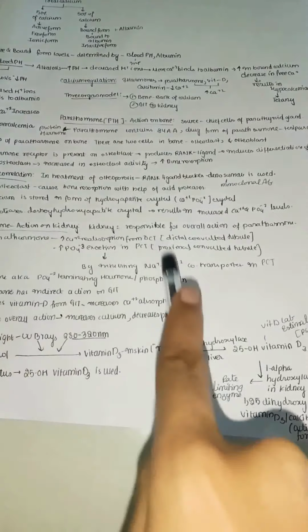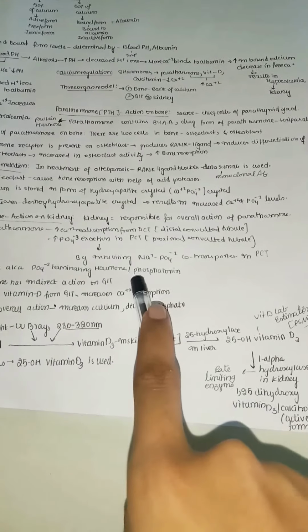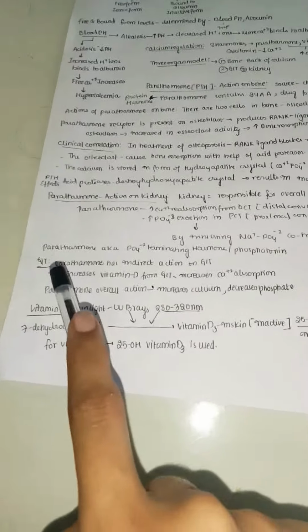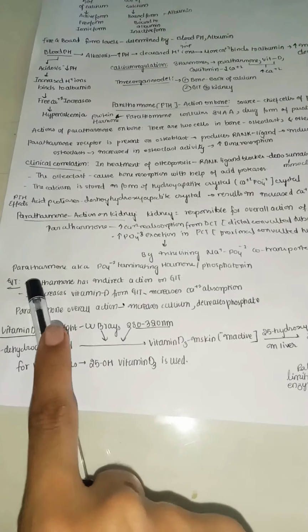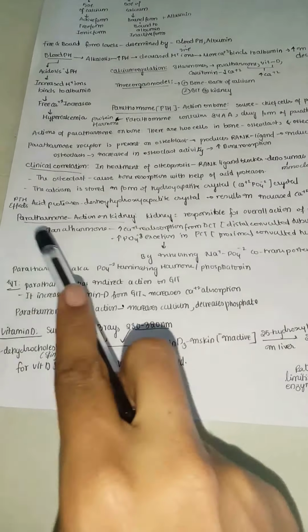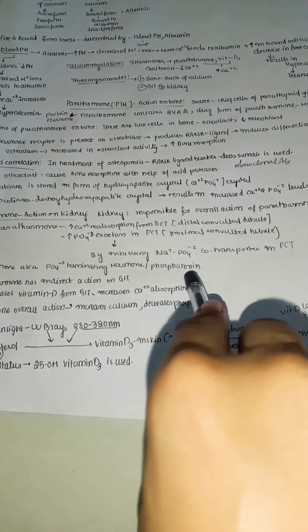PCT. So how is this phosphate getting excreted? By inhibiting this co-transporter. If the co-transporter is inhibited, of course the phosphate will remain in the urine and come out. So parathyroid hormone is also known as the phosphate terminating hormone. Parathyroid hormone we can write as PTH, right? P for phosphate, T for terminating hormone, or also called phosphatonin.